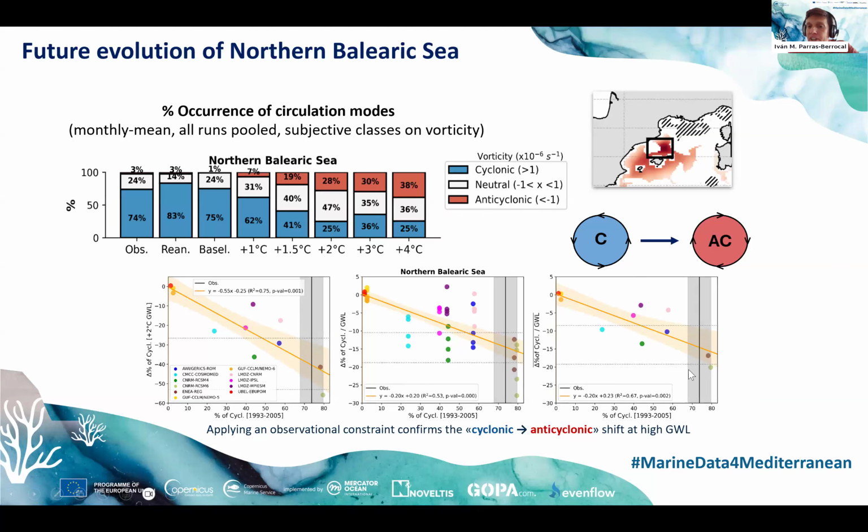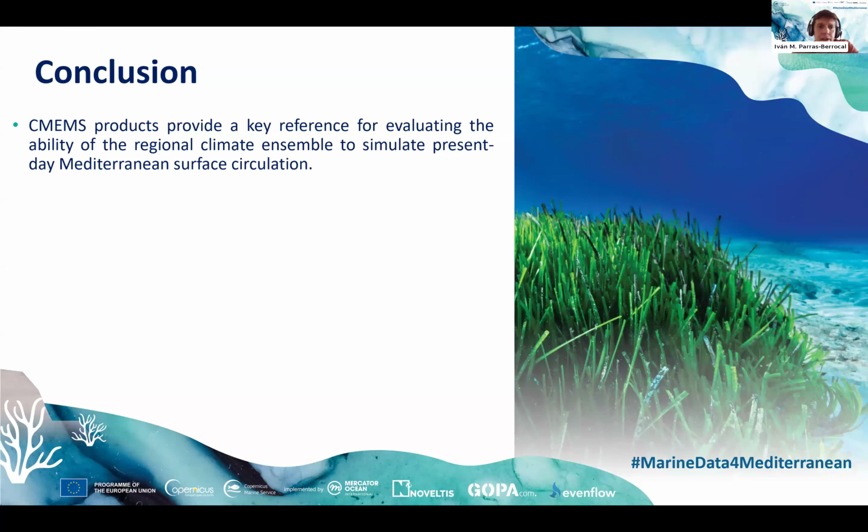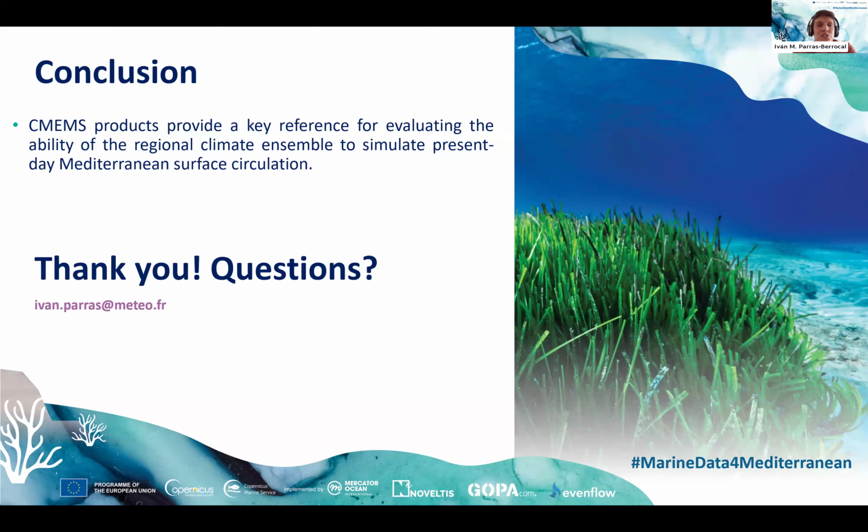So, for example, here, averaging all the global warming levels, we can say that we have an emergent constraint which results in a reduction of between 10 and 20% of this cyclonic circulation per global warming level. And from this analysis, we learned that observational products provide a key reference for evaluating the ability of regional climate ensembles to simulate present-day Mediterranean surface circulation. You can find more results and conclusions in the paper. Thank you very much, and if you have any questions, I would be happy to answer them.